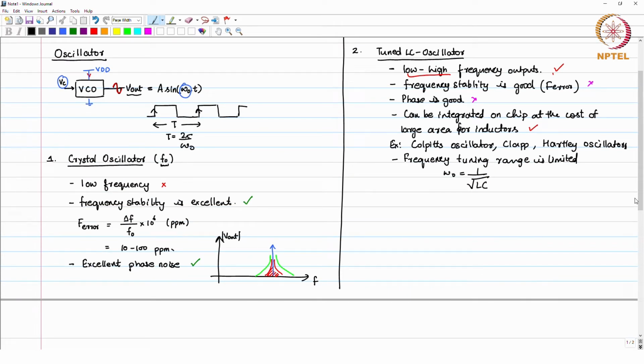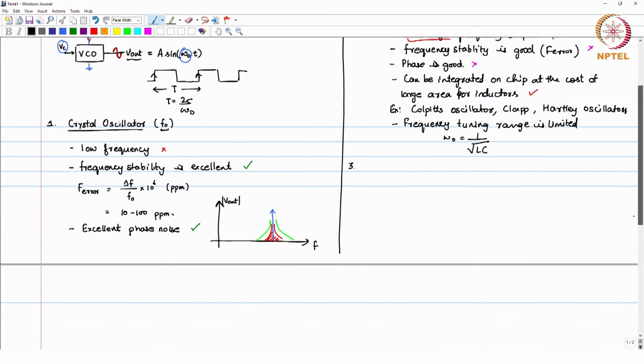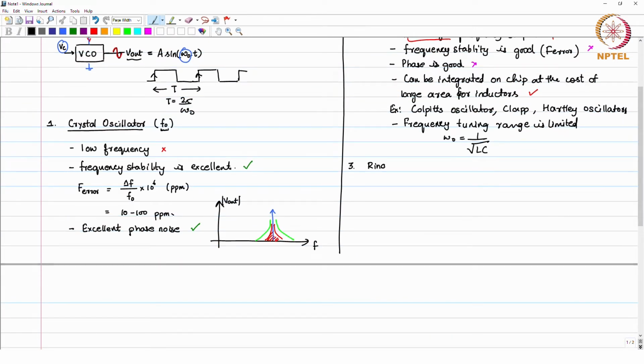Okay. Now, the other one, because we are looking for the things where in our PLL we can vary the output frequency, we want good stability also in those things. So, there exists another kind of oscillators, and this is ring oscillators. Okay. So, in ring oscillators you can have a large tuning range during the design process, and once it is designed, by controlling a few things you can have a large output tuning range. So, this is a good part of it.